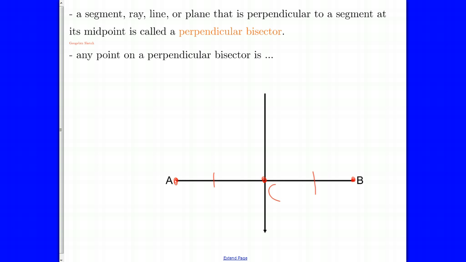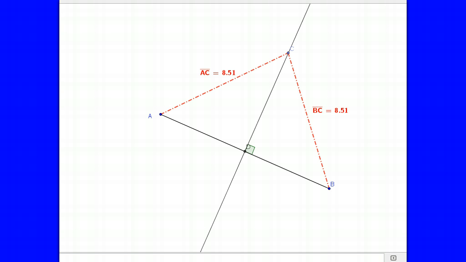All right, and it's perpendicular. So we have a 90-degree angle there at the midpoint. So this line, we'll call this line L, that is a perpendicular bisector. It's perpendicular to segment AB and it's going through segment AB's midpoint. So there's some properties for these things, and that's what is in this drawing here.